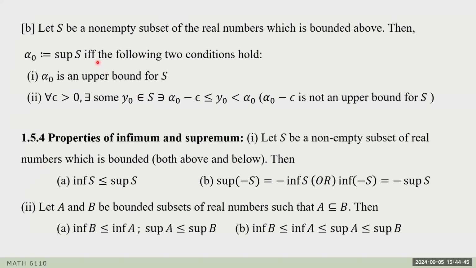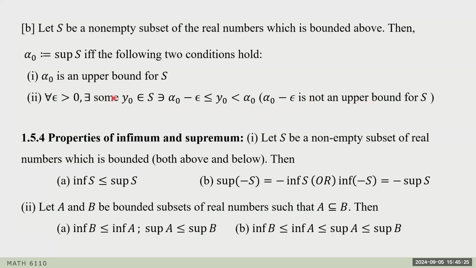For the supremum, we have the same thing. So alpha 0 is the supremum of your set if and only if these two conditions hold. So it's the same sort of condition. Alpha 0 first has to be an upper bound. And for any epsilon, no matter how small you make it, you could always find an element y0 from that set that lies in between alpha 0 and alpha 0 minus epsilon. So said another way is that alpha 0 minus epsilon is not an upper bound for S.